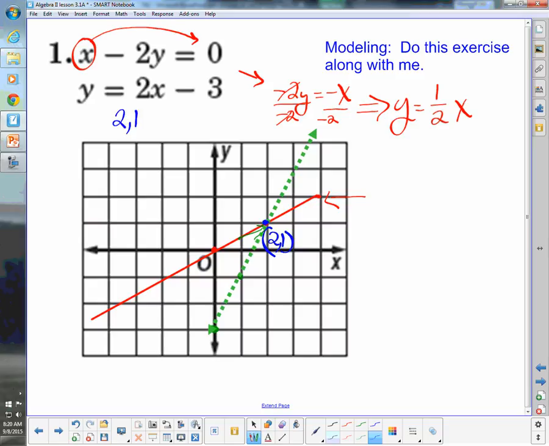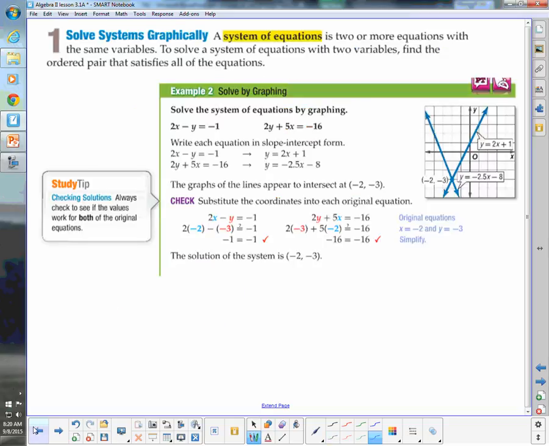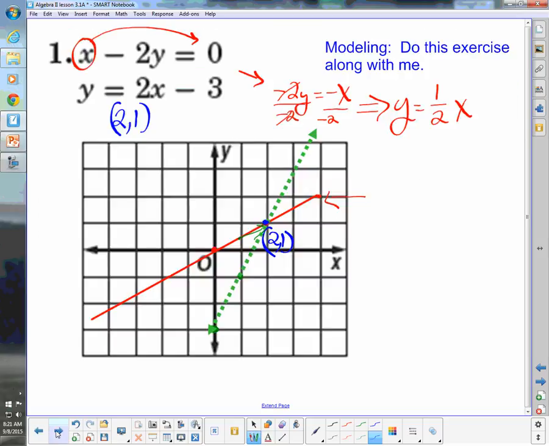Now, an important part here: you always want to check to be sure, because if you get one line or one dot wrong, everything else could go wrong. So we're going to run this through both equations as a check. Let's run through our first one. x is 2, y is 1. 2 minus 2 times 1 equals 0. That's true. Let's run through our second one. y is 1, x is 2. 4 minus 3 is 1. That checks. This is our solution.